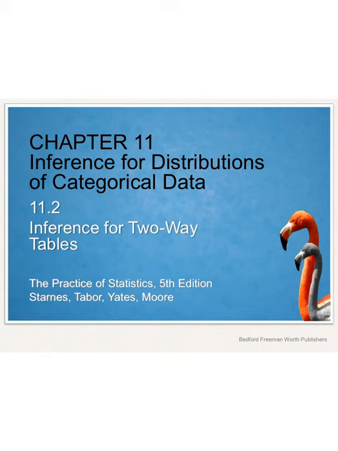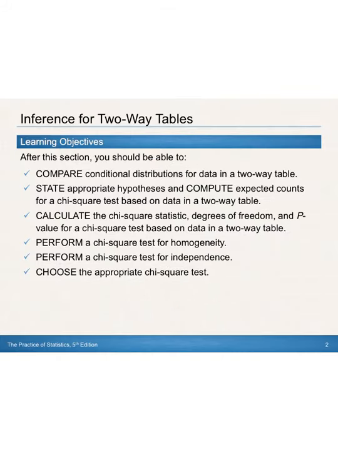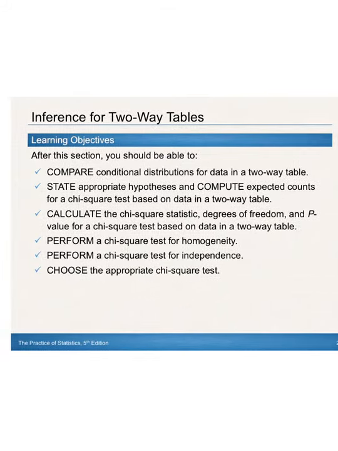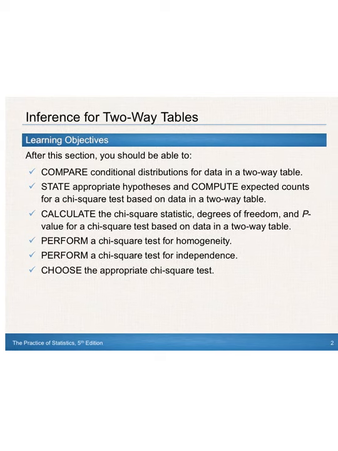In this second part of 11.2, we're going to be talking about the second type of chi-square test that you can run. The second chi-square test is called a test for independence.